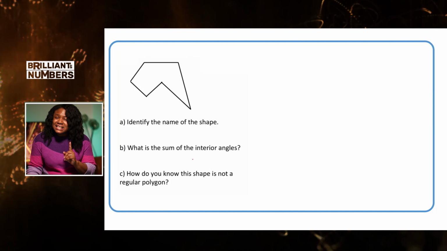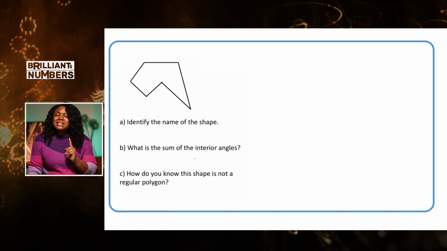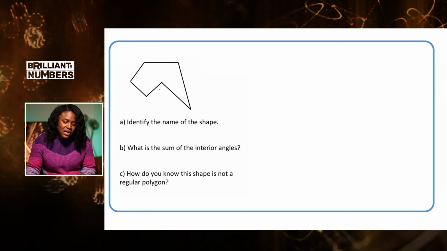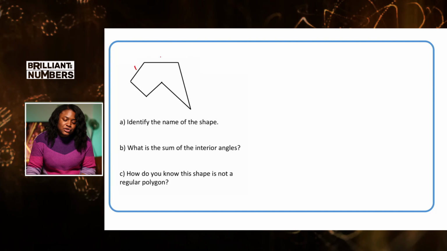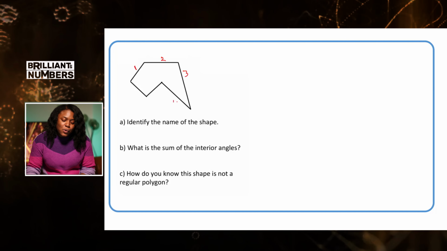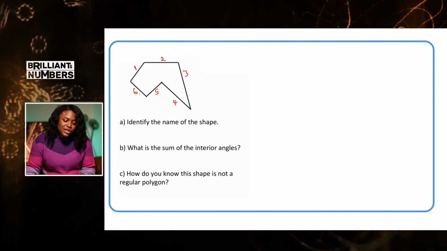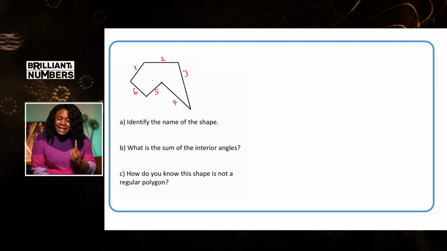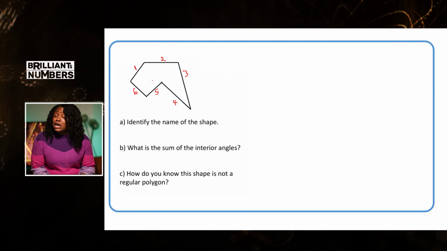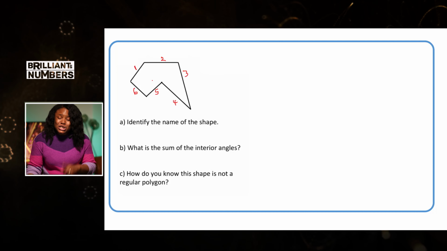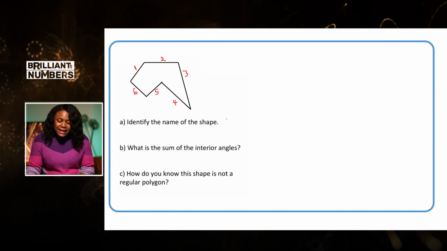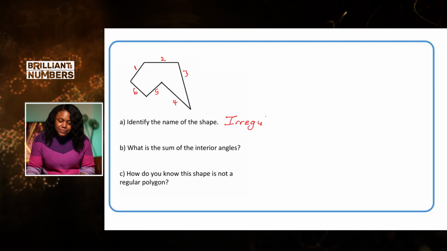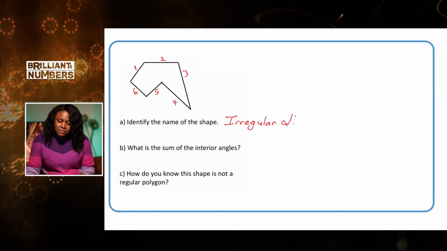So best practice here is to number the sides as you count them, so you know what shape it is. So I'm going to start here. 1, 2, 3, 4, 5, 6. So it is a 6-sided shape, which makes it a hexagon. Clearly, all the sides and angles are not equal. Therefore, specifically, it is an irregular hexagon. So the answer is irregular hexagon.